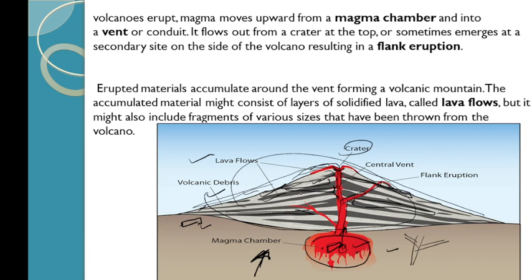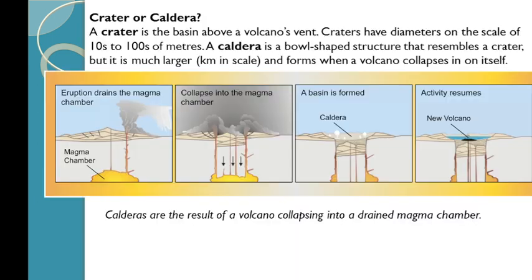Craters are formed where? Outside of the vent. Next we are talking about a crater and a caldera. What is the difference between a crater and a caldera? Sometimes you see terms like where magma is coming out: crater, caldera, and eruption fissure. That type of question is asked in the GSI.